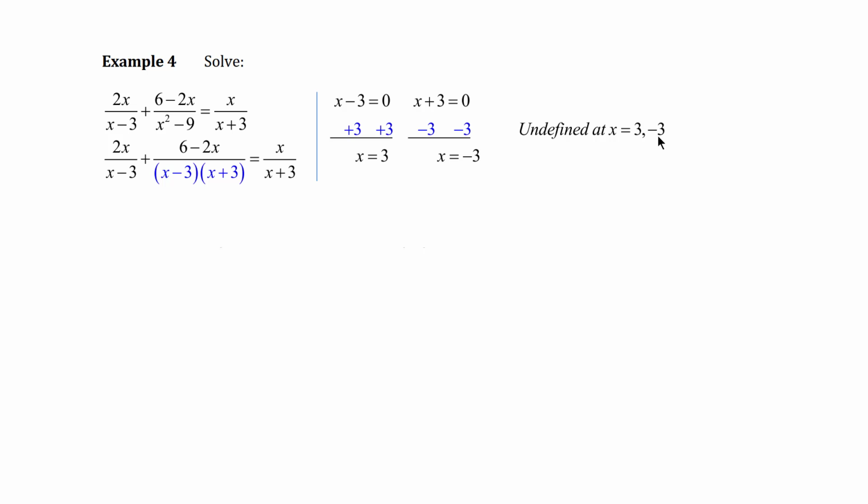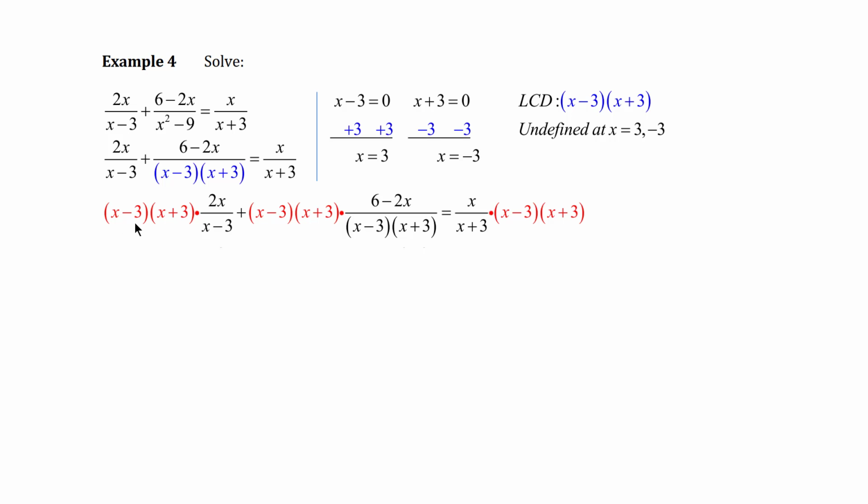Next, we get rid of all the fractions by multiplying each term by the LCD, which is parentheses x minus 3 times parentheses x plus 3. We have parentheses x minus 3 times parentheses x plus 3 times 2x over x minus 3 plus parentheses x minus 3 times parentheses x plus 3 times 6 minus 2x over parentheses x minus 3 times parentheses x plus 3 equals x over x plus 3 times parentheses x minus 3 times parentheses x plus 3.